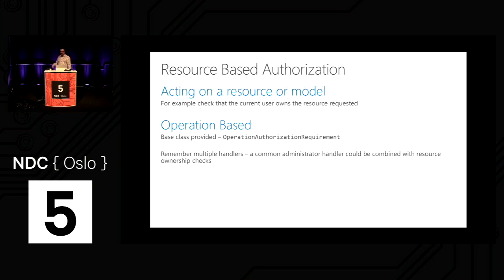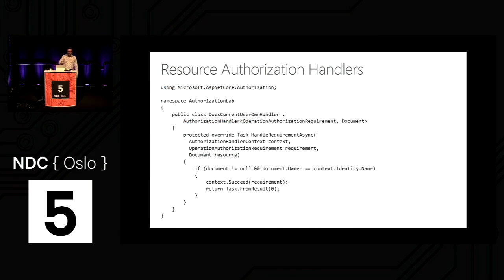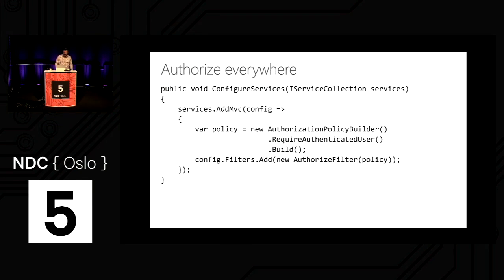Resource-based authorization, you're just passing in a document. It's just another parameter. So here we have an authorization handler, and whereas before it would have just the requirement, now it has the requirement and the resource type that I want to check. So here we have my canonical, well, I've got a Word document. I'm going to look at the owner of the Word document, and if the owner is the same, then my requirement has been fulfilled. You can turn on authorization everywhere with that.